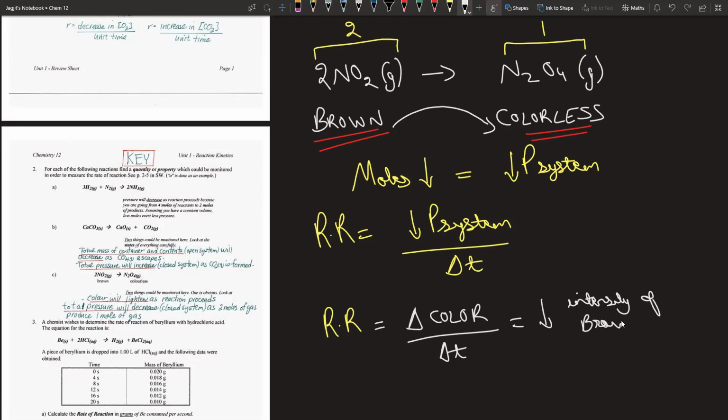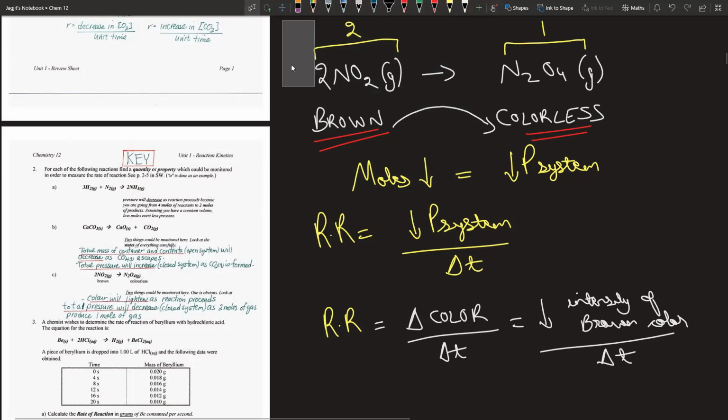Decrease in intensity of brown color over change in time. Does that make sense? Now, sometimes your equation might say, if this reaction keeps on going for a long time, what will the color of the solution be? Colorless, exactly. Because eventually you'll have just products, right? So it will just be colorless. Makes sense?